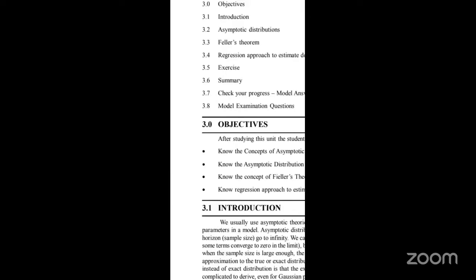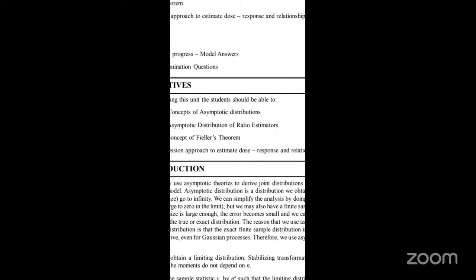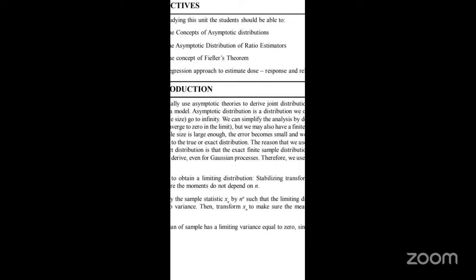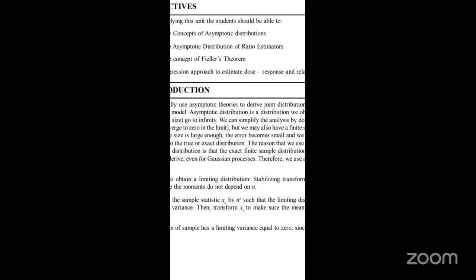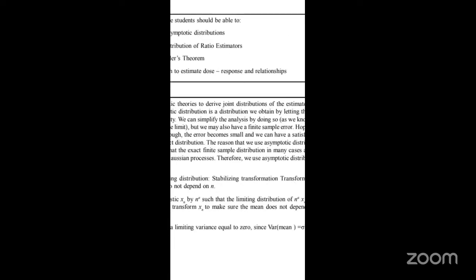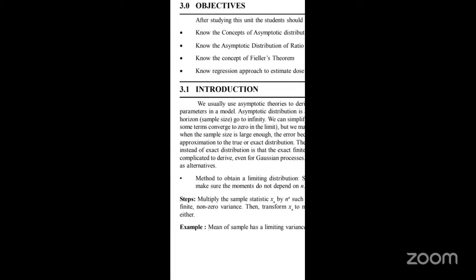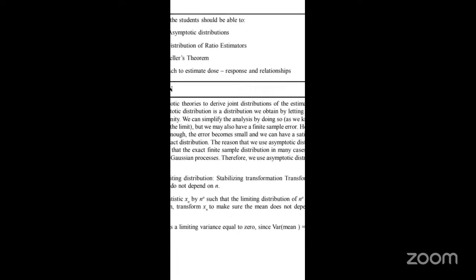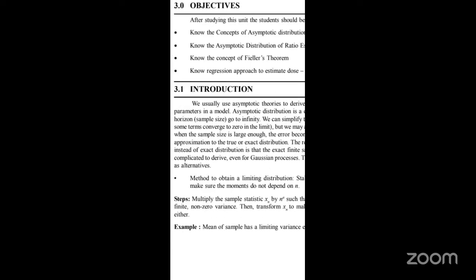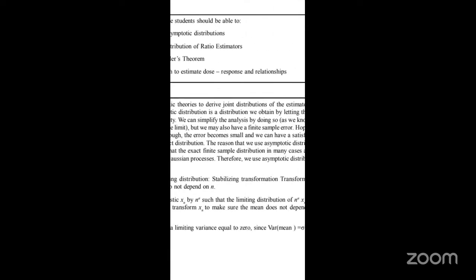Here the main concepts are asymptotic distributions, ratio of the distributions, and Feller's theorem. We use asymptotic theory to derive joint distributions of the estimators for parameters in a model. An asymptotic distribution is a distribution we obtain by letting the sample size go to infinity. We can simplify the analysis by doing so.